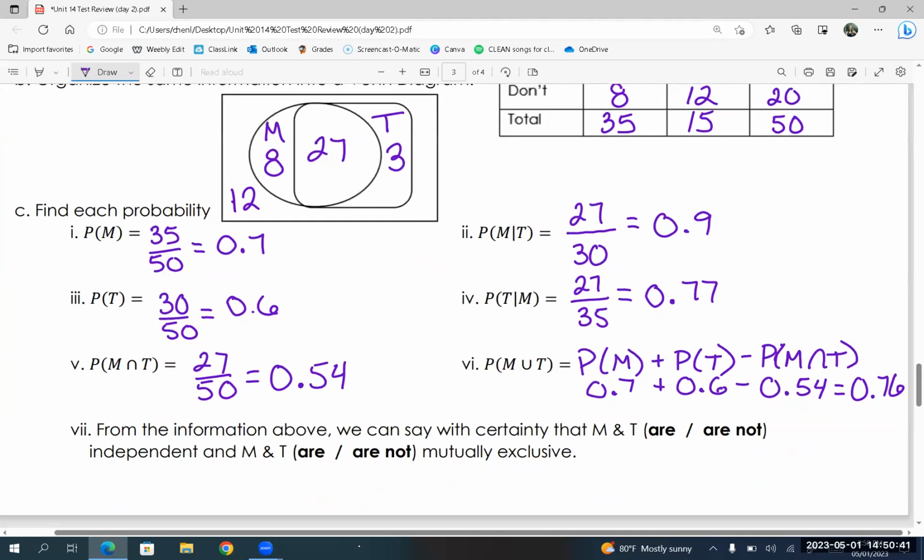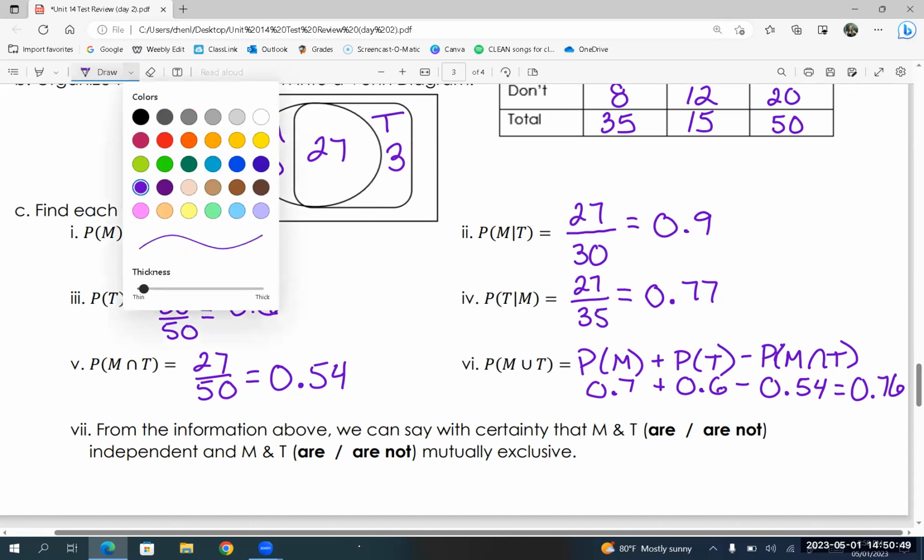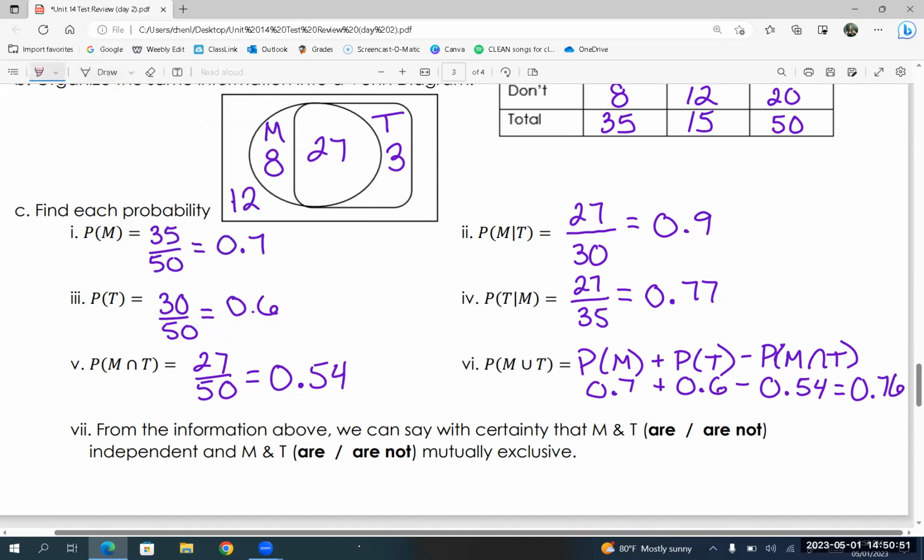Okay, number 7, from the information above, we can say with certainty that McDonald's and Taco Bell, well, to figure out if they're independent or not, we want to figure out the probability of M and T. You can either use the conditional or the "and" formula, so we have both here. Does the probability of McDonald's equal the probability of McDonald's given Taco Bell? No. So these are not independent.